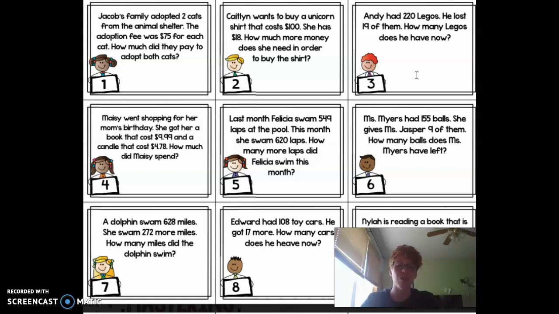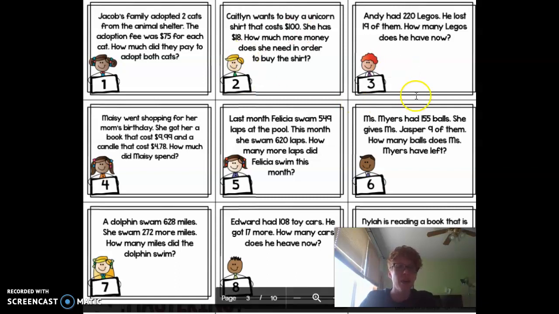Now, in the math world, what does that mean? Are we adding or subtracting? We are subtracting. So if we were to solve this problem, it would be 220 take away 19 to figure out how many Legos he has now. But you're not solving it. You are just deciding if the problem is about addition or subtraction. Okay? Now, some of these problems you can add or subtract to get to the same answer, but I just want you to focus on the keywords that you see.